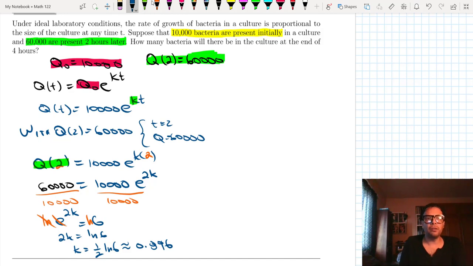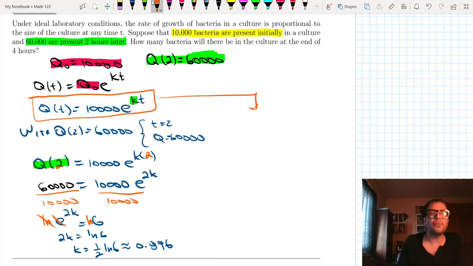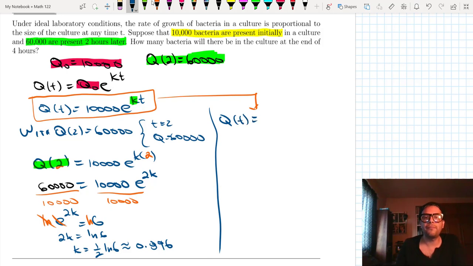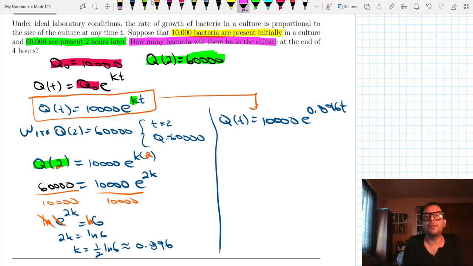What do we have now? We go from the given equation that we had without k, and rewrite it with the corresponding value of k, the one that we just found. So Q of t equals 10,000 e to the 0.896t. Now they're asking us to answer the following question: how many bacteria will there be in the culture at the end of 4 hours?